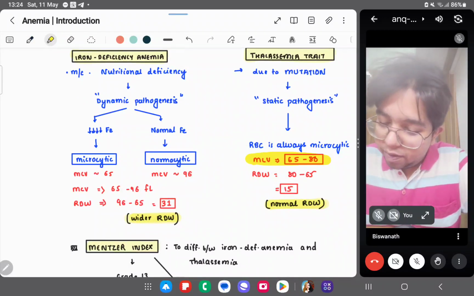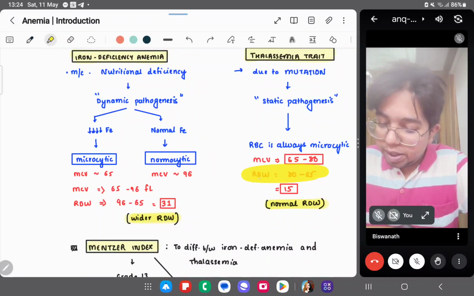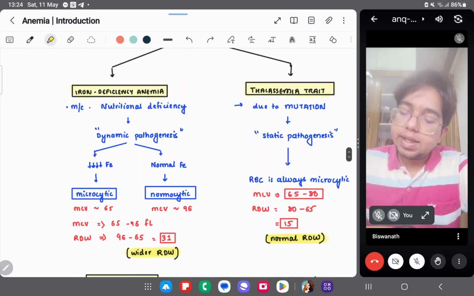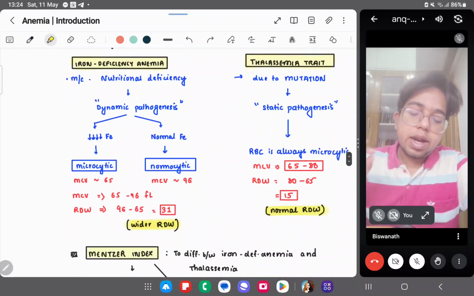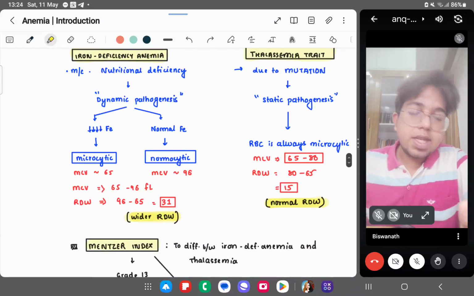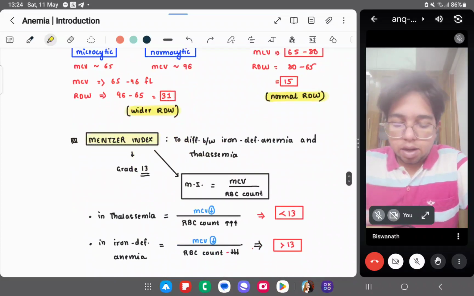So MCV will be 65 to 80, let's say. So RDW will be 80 minus 65, which is 15. That is a normal RDW. Okay. So thalassemia trait will have a normal RDW. Iron deficiency anemia will have a wider RDW. So those with a dynamic pathogenesis generally have a wider RDW, right?